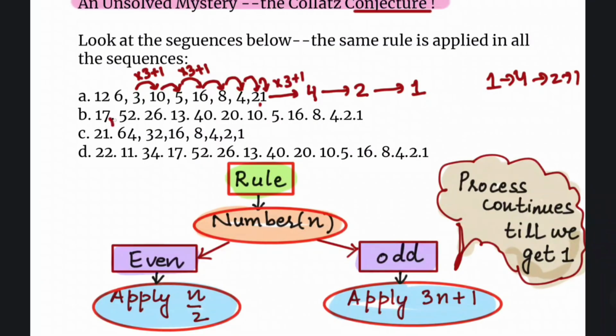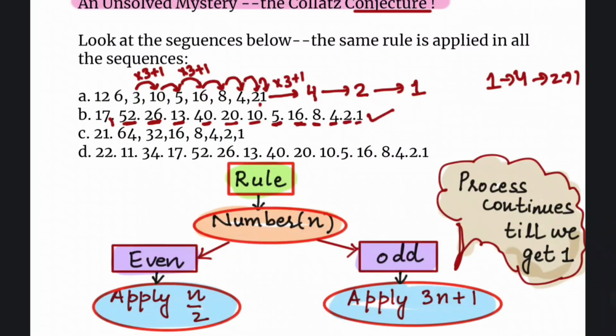Similarly, you can see 17. 17 threes are 51 plus 1, 52. 52 half is 26. 26 half is 13. Again an odd number. 13 threes are 39 plus 1, 40. 40 divided by 2 is 20. Even number, so divided by 2, 10. 10 divided by 2 is 5. 5 is odd. So multiply by 3, 15 plus 1, 16. Again we are getting 8, half of it 4, 2 and 1. So we are getting back to 1 again.